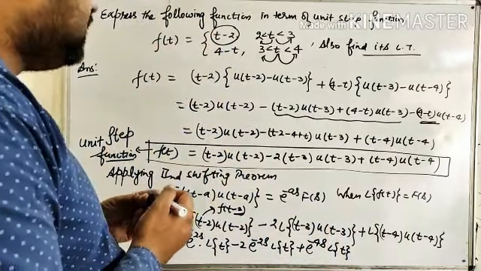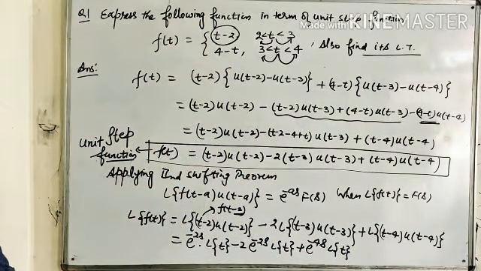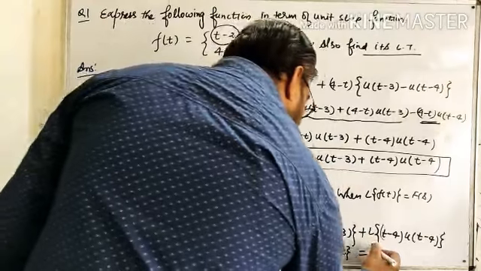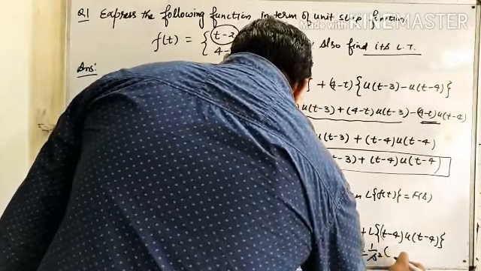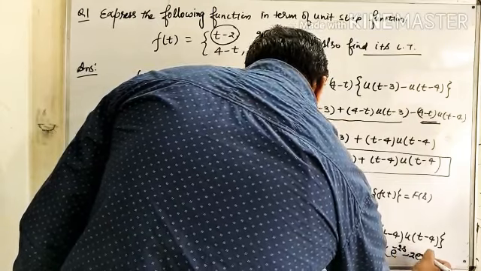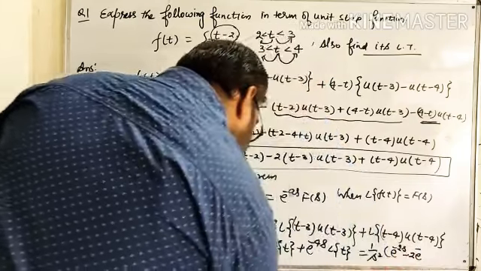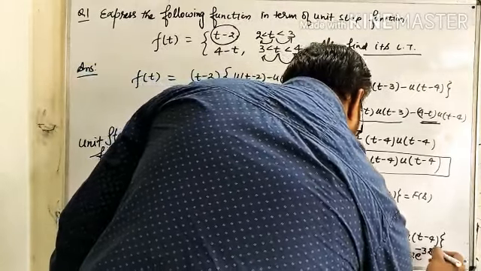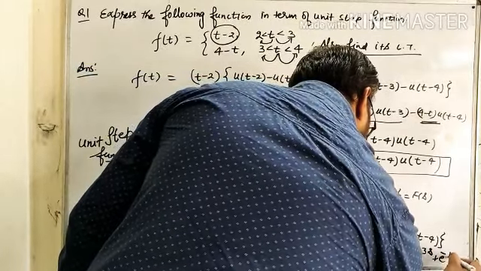And the Laplace of t is 1 upon s square. So we can write it as, in each case, 1 upon s square can be taken as common: 1 upon s square times (e raised to power minus 2s minus 2 e raised to power minus 3s plus e raised to power minus 4s).